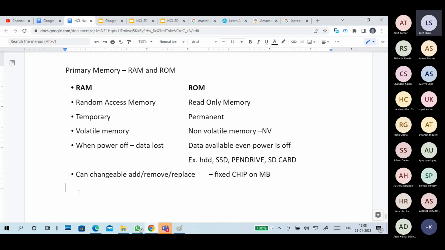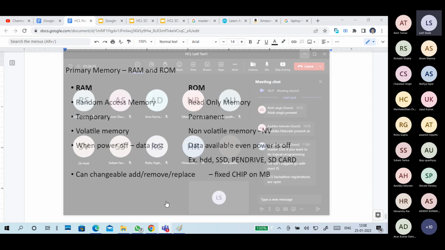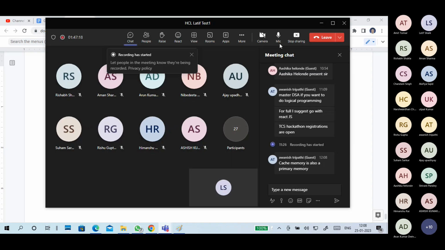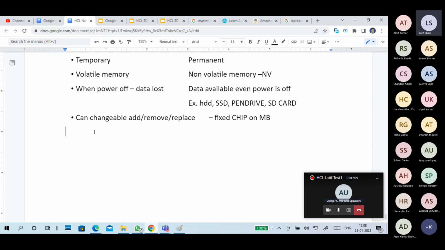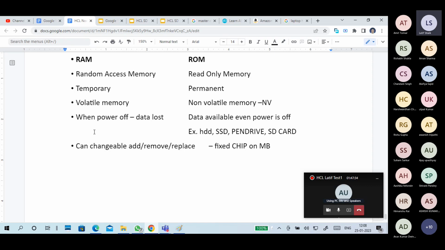Generally, we can change the RAM in our system. You can upgrade your RAM, change your RAM. Primary cache we don't consider as any kind of primary memory. It is a cache memory, which is built inside your CPU. It is not additional RAM.